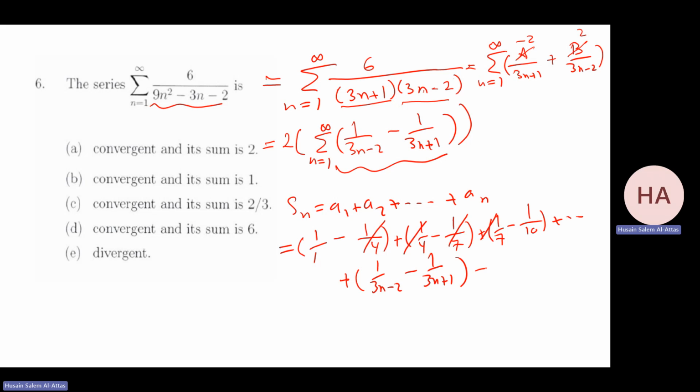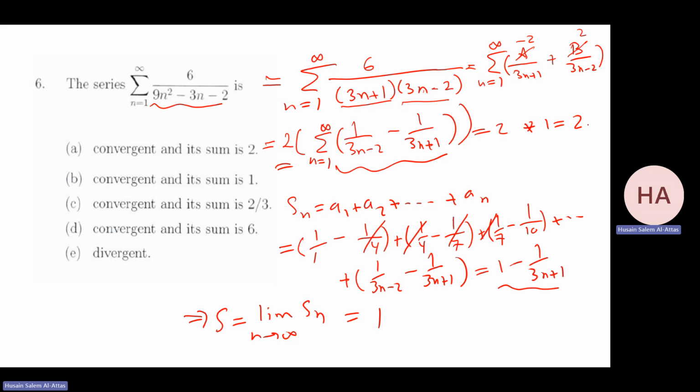So that will be what? 1 minus this. So S will be the limit of Sn as n goes to infinity, and that will be 1. But I want 2 times this, 2 times 1, which is 2. So this will be my answer, which is 2.